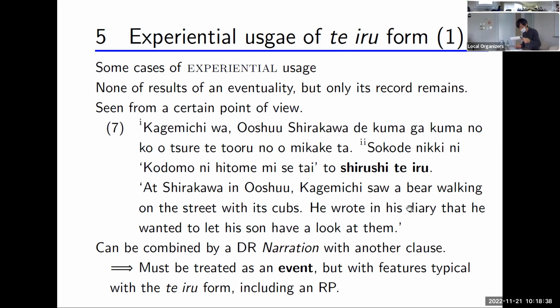This type of the tail sentence has a noticeable feature of being combined by discourse narration with another clause. Thus, we need to treat it as an event while assigning other pieces of information typical with the tail form, including assignment of a reference point.